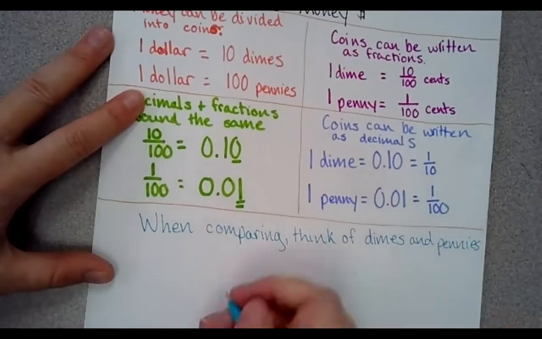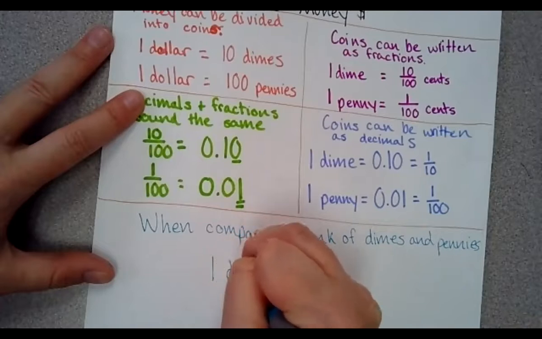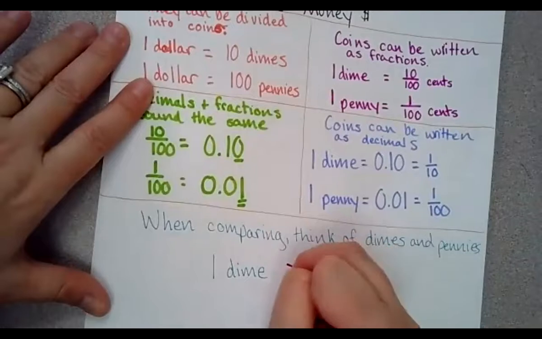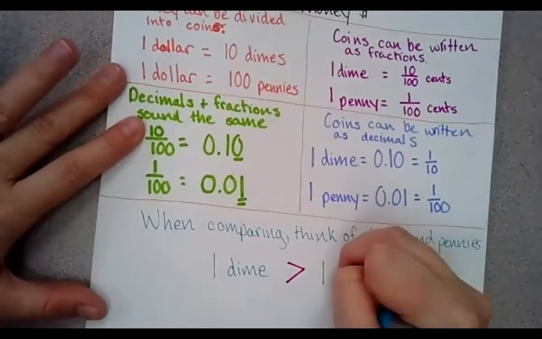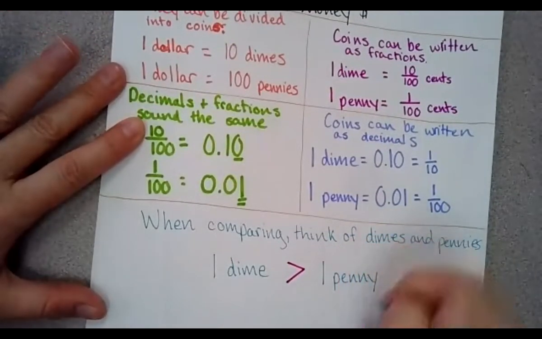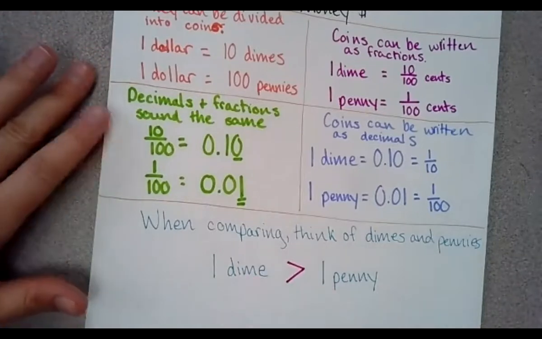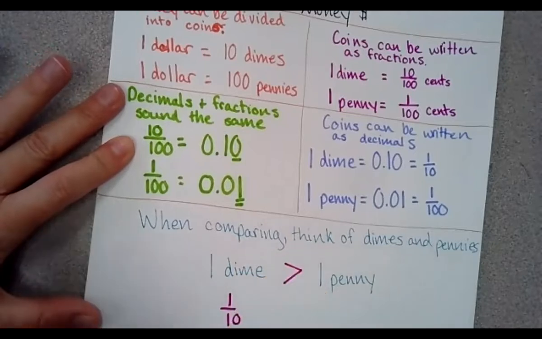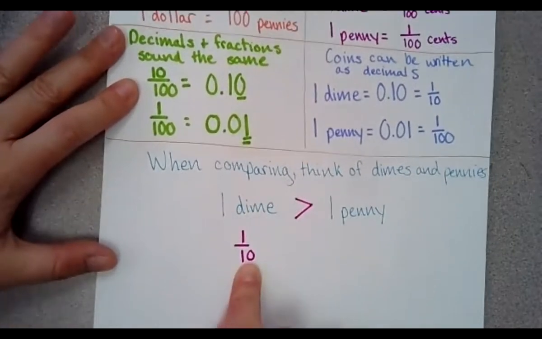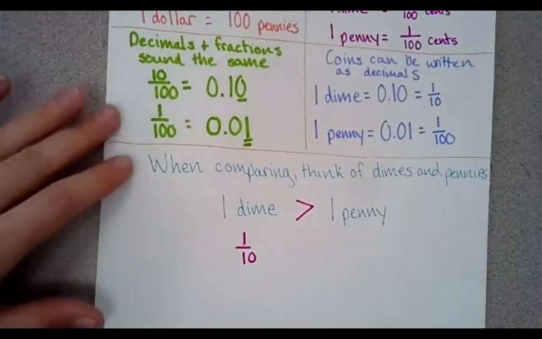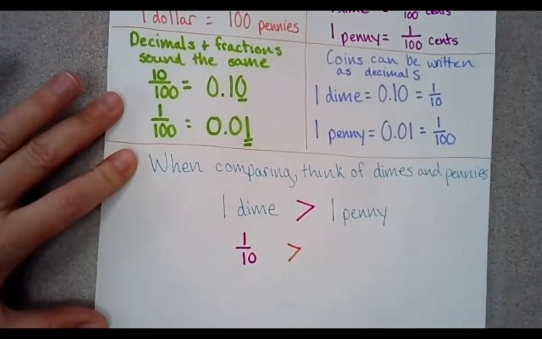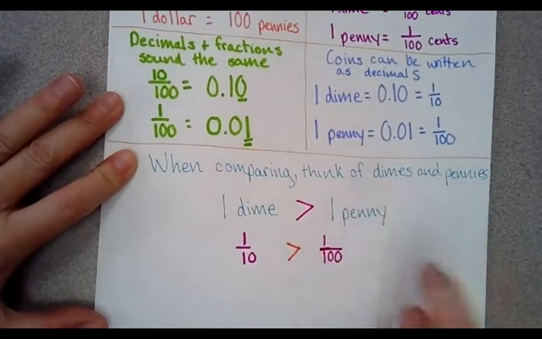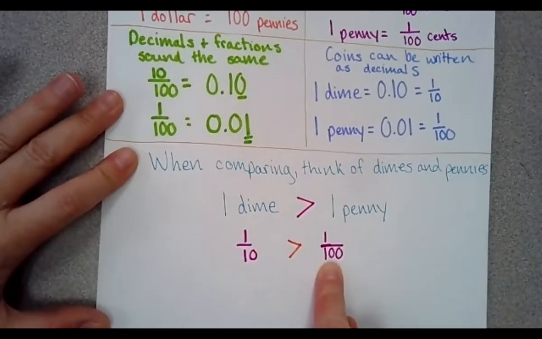So what that means, if you've got 1 dime, that is going to be greater than 1 penny. So what that means, 1 dime written as a fraction is 1/10, because it would take 10 dimes to make a whole dollar. And that is going to be greater than 1/100, because that's what 1 penny is. 1 penny is 1/100, 100 pennies in a dollar.